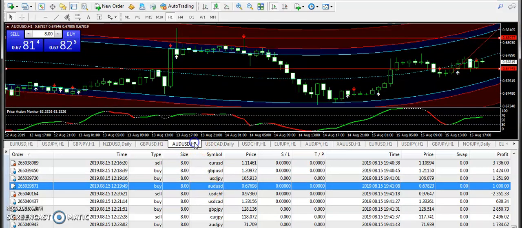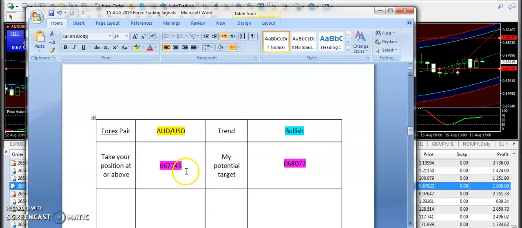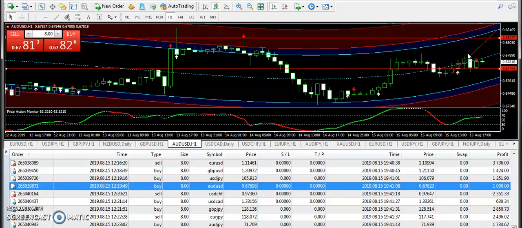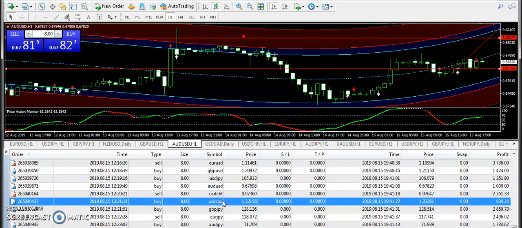Okay, AUD/USD with a bullish expectation from our side. AUD/USD with a bullish signal. 0.67745 is the entry and 0.68077 is the target price. However, the momentum is slow, but if it continues the bullish trend, then it can reach up to 0.68077. Okay, we do not talk about the losing trades in our analysis.